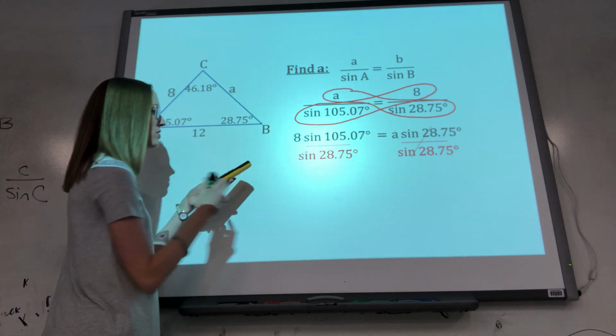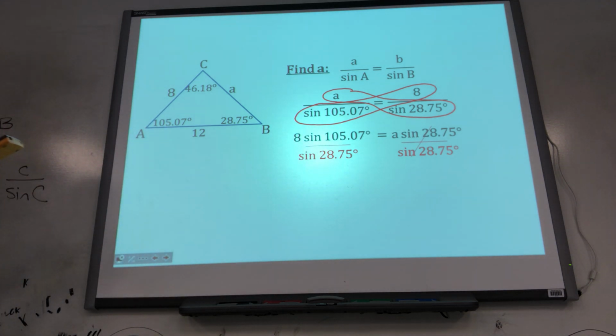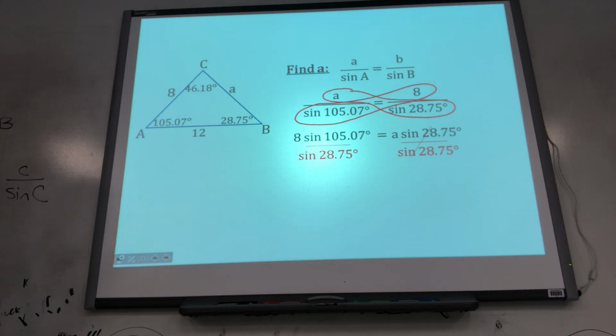And again, I kind of do this in 2 steps. 8 sine of 105.07, enter, divided by sine of 28.75, and it should give you about 16.06. That is a side. So don't put a degree symbol, and actually you don't have to label it at all because they didn't really label the sides earlier.